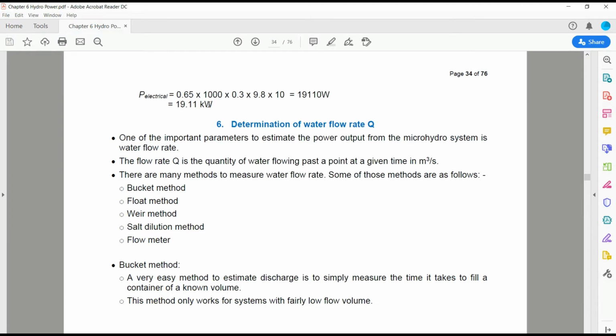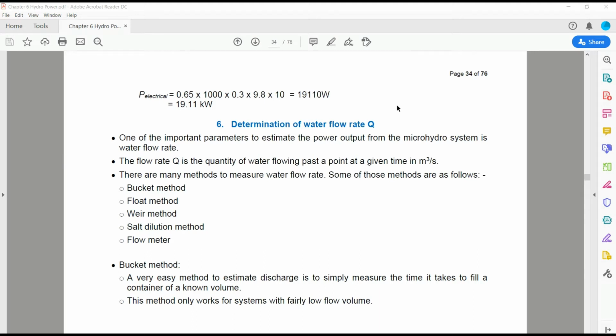Number 6, determine the water flow rate Q. One of the important parameters to estimate the power output from a micro hydro system is the water flow rate. The flow rate Q is the quantity of water flowing past a point at a given time in cubic meter per second. There are many methods to measure water flow rate. Some of those methods are as follows.